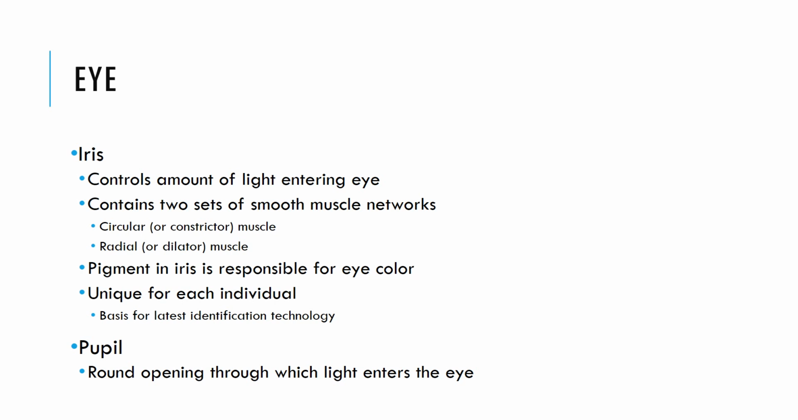So the iris also has pigmented epithelium, and this is what gives us our unique eye color. And it's unique for each individual and is lately geared toward the latest identification technology because it's like your own DNA or your own fingerprint, which is unique. The pupil is actually an opening. It's not actually a structure through which the light will enter.